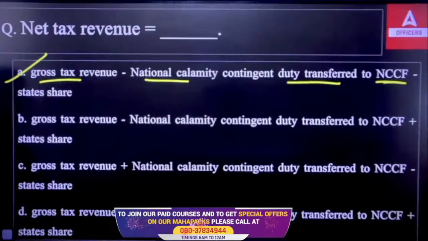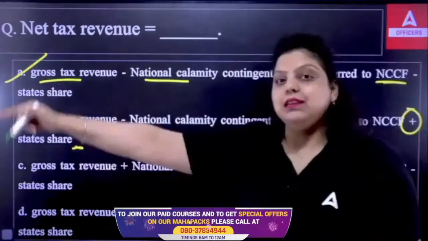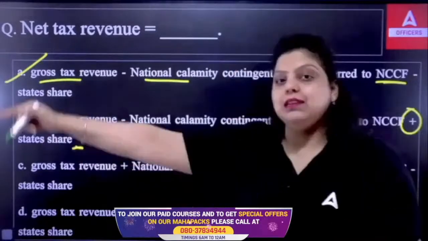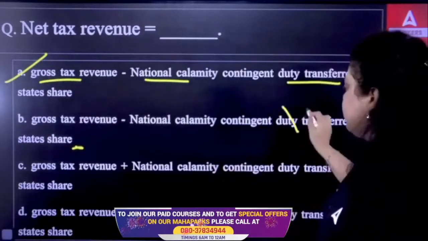Here you are adding the tax share. Why would you add the tax here? You are paying taxes to the state government. You are not taking taxes from the state governments. That's why this won't be right.